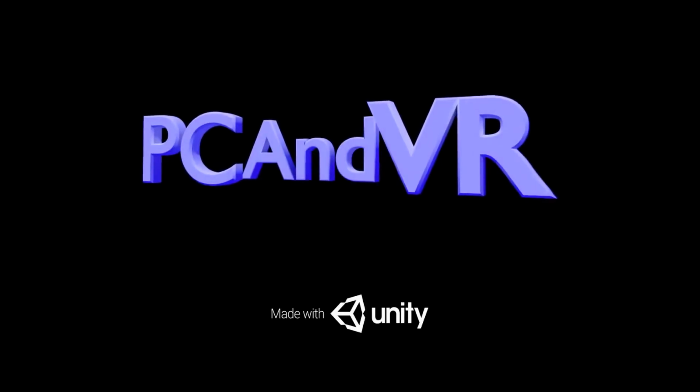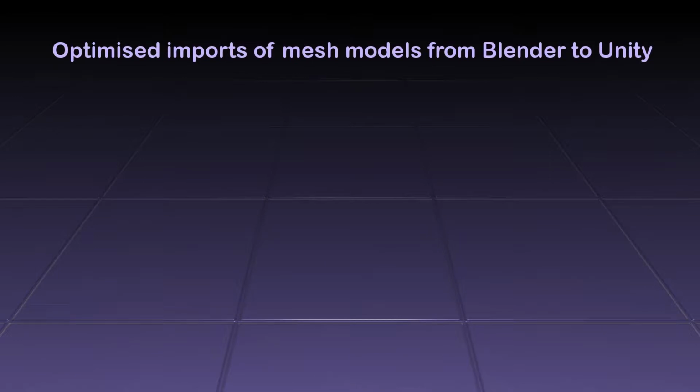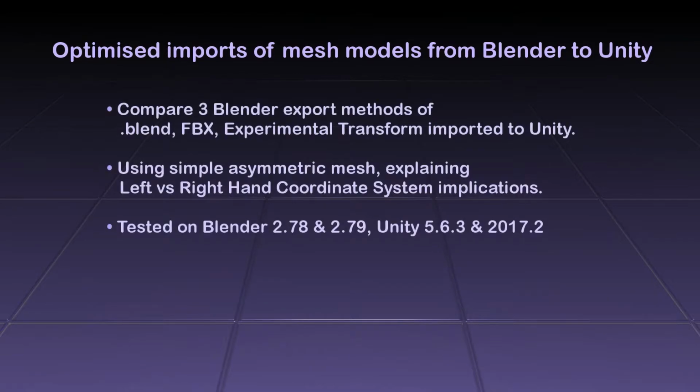Hi, this is Mort from PC and VR, presenting a tutorial on optimized imports of mesh models from Blender to Unity. I will test three basic export methods: native blend, default FBX, and FBX with experimental apply transform, so you can see which is best and why.